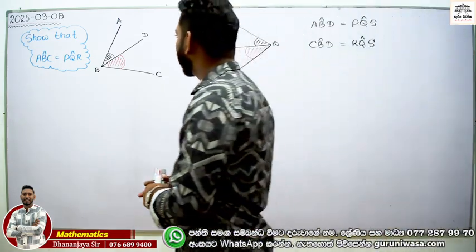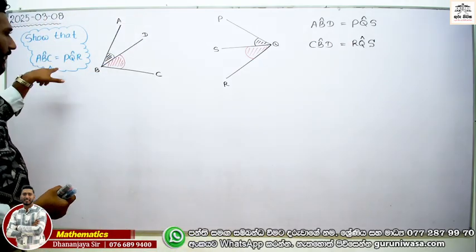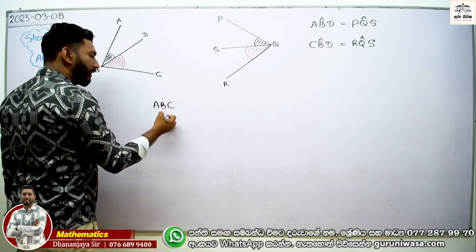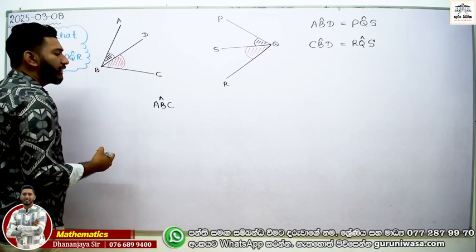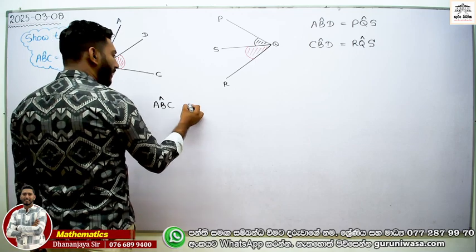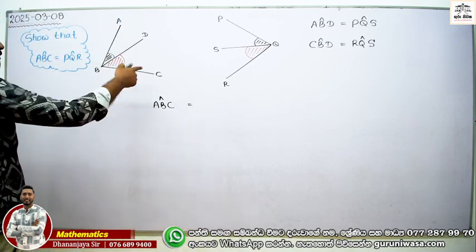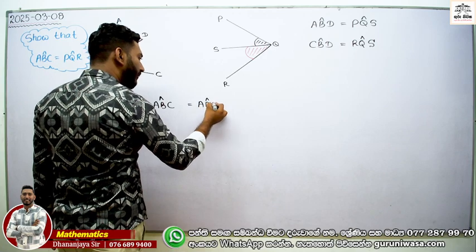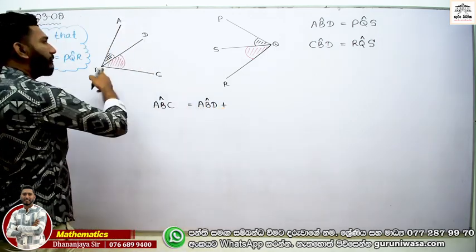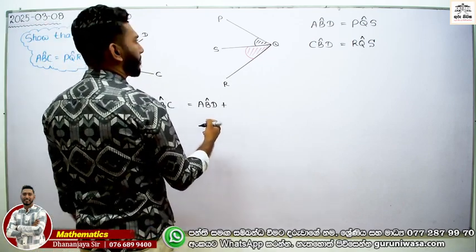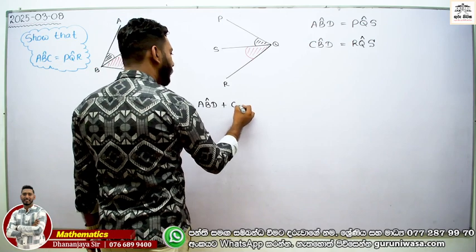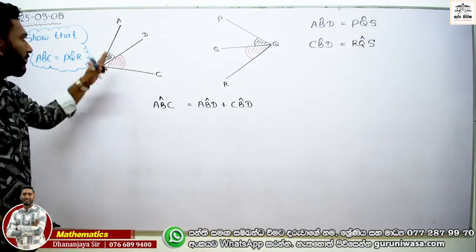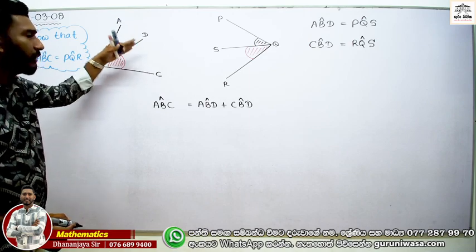We can write, look at this. Angle ABC becomes the sum of 2 angles, ABD plus CBD. Understood? This was very easy. The whole angle becomes the sum of these 2 acute angles.